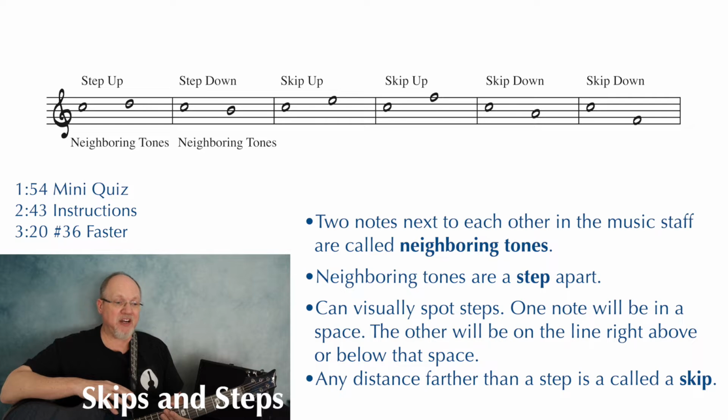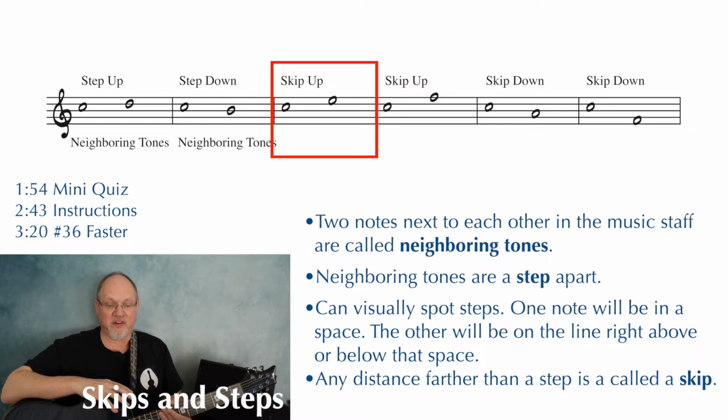In the example at the bottom of page 20, that first measure is a step from one note to the next. That first note is in a space, the second note is on the line right above it. In the second measure, we have a step down. That first note is in a space, and the second note is on the line right below that space. Measure 3, that's a skip up. The first note is in a space, the second note is in a space, and we could put a note in between them on that line.